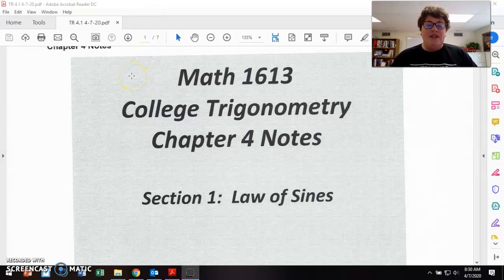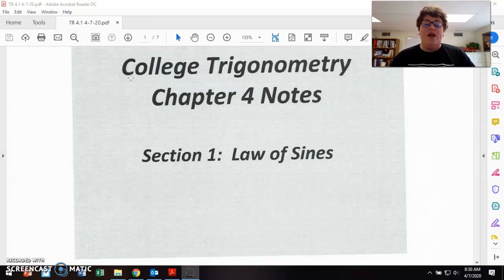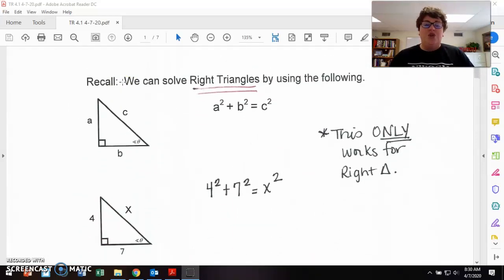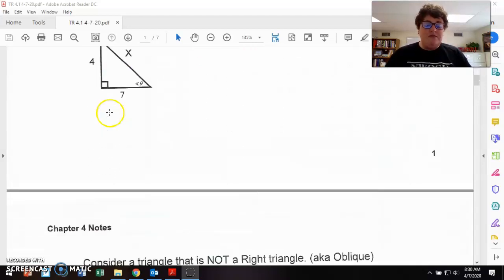Okay, so we want to start with law of sines today, and what this is going to do is solve non-right triangles. So think about everything we've done previously. It's always been based on a right triangle. To find sides of a right triangle, we use the Pythagorean theorem. To find angles, we used right triangle trigonometry. Those things only work if they're right triangles. So from this point on, if you don't have a right triangle, you cannot use the Pythagorean theorem. You have to use a different way.